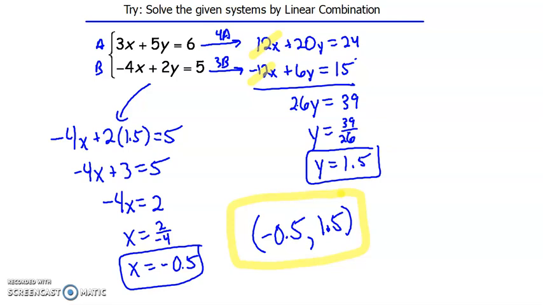I hope that helps you solve systems by elimination, even when the variables don't line up quite so well, when it's a little bit trickier. But again, still a very, very good method.